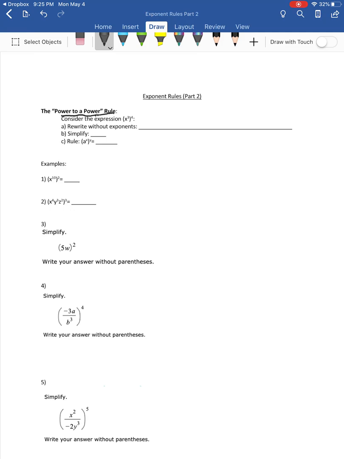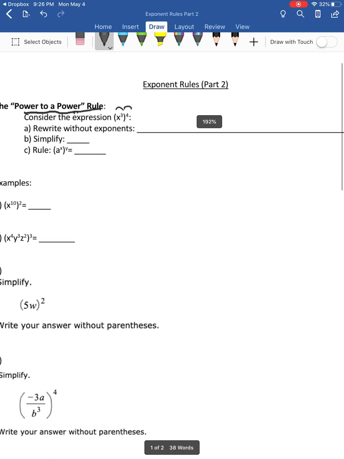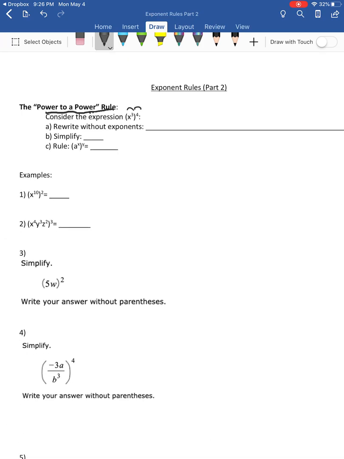So consider this expression, x to the third in parentheses. We have one power in the parentheses, and then we have another power outside the parentheses. Okay, rewrite without exponents. Well, this is going to mean take x to the third and multiply it by itself 4 times. That's x to the third times x to the third times x to the third times one more x to the third.